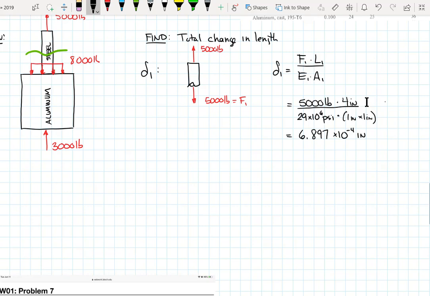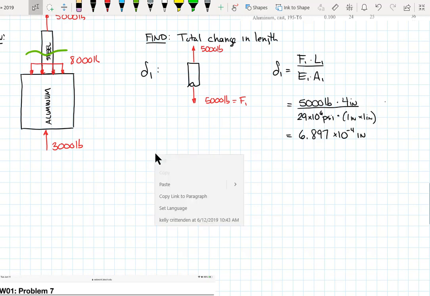That's a really small number, but a lot of times these changes in length are going to be small. They might be bigger than that, but we have a pretty big 1 inch square, 4 inch long piece of steel that we're applying 5,000 pounds to. So assuming it doesn't fail some other way, it doesn't buckle, it doesn't have a different type of failure, then it would deform a tiny bit, 6.897 times 10 to the negative 4th inches. But that's only that section, and it got longer. This is a positive number, so that means it elongated.